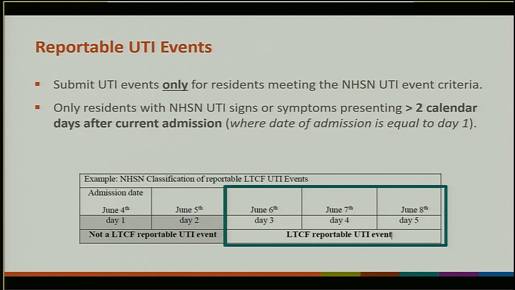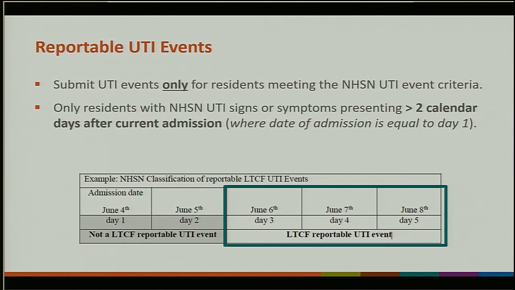Sometimes we get this question, especially when a facility has an incomplete UTI event. What we find is that some facilities are entering UTI events even if the resident does not meet NHSN criteria. And if you do that, then you're going to constantly be getting alerts from NHSN. So it's important that you're only entering UTI events that meet the NHSN definition. I have some screenshots and slides further down that will show you how to identify if your event actually meets the NHSN criteria.